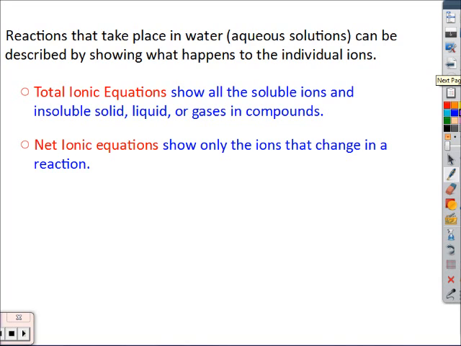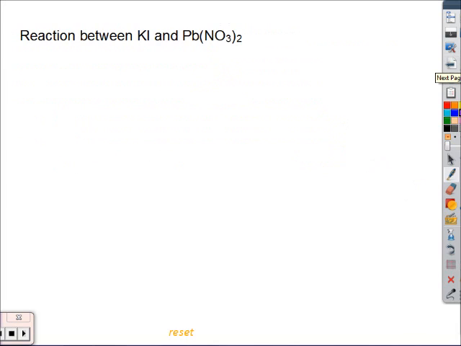Reactions that take place in water, we can describe them by showing how the ions take part. Two terms you'll need to know: total ionic and net ionic. Total shows all of the ions, and net ionic shows only the ones that change. So net are the ones that change. Total is everything that is in the solution, the beaker.